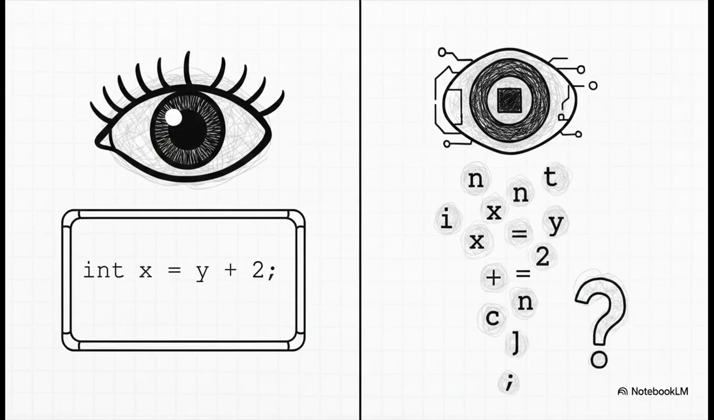I mean, take a line of code like this one. To you and me, it's a pretty straightforward instruction. But to a computer, it's really just a sequence of characters. Before it can do anything with it, it needs a way to figure out the grammar, the relationships, and the meaning that's hidden inside that text.